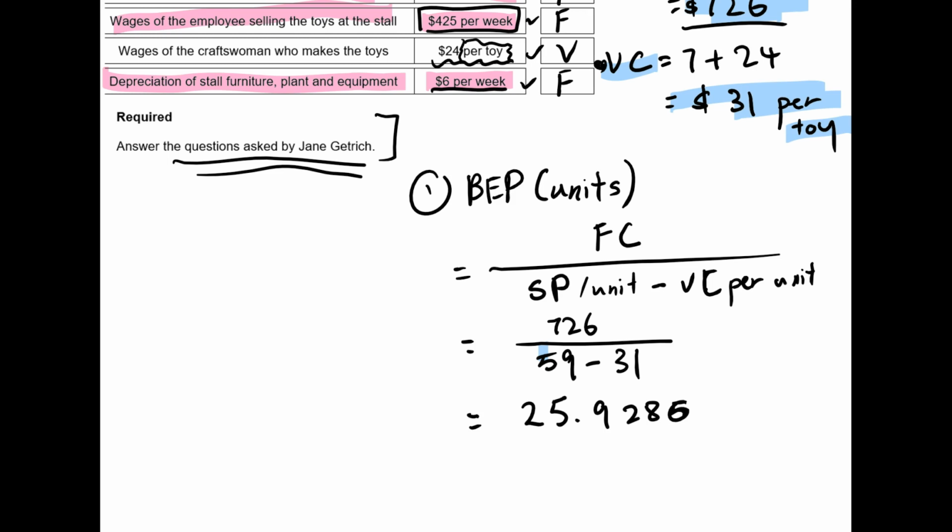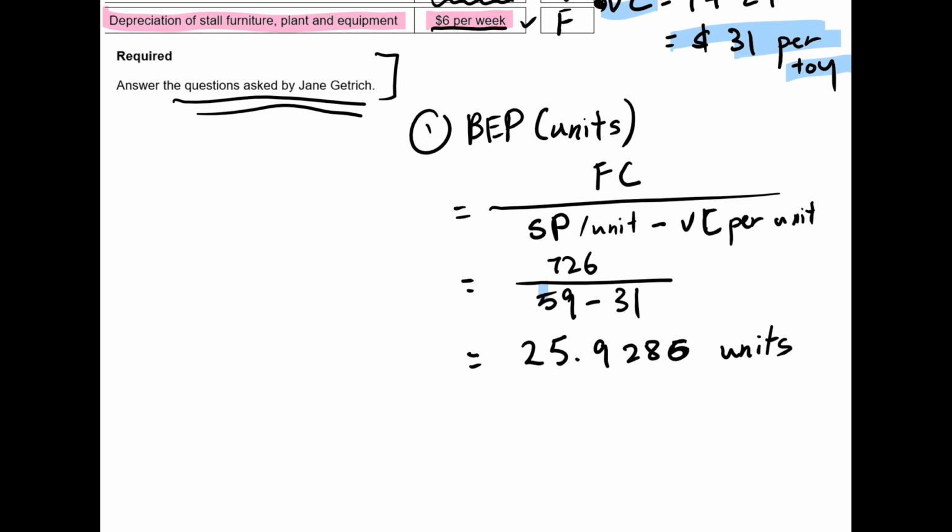25.9286 units. However, we cannot produce 25.9286 units. You have to round up to the next figure. For break-even points, you must always round up to the next figure. So, put a wavy line. So, it's approximately 26 units, which means that you need to sell at least 26 units in order to break even. That means in order to avoid a loss, you need to sell at least 26 units.